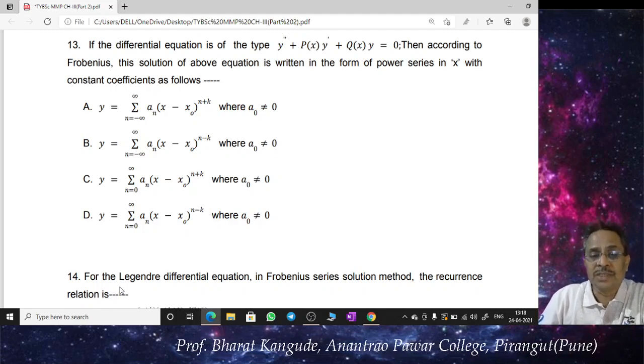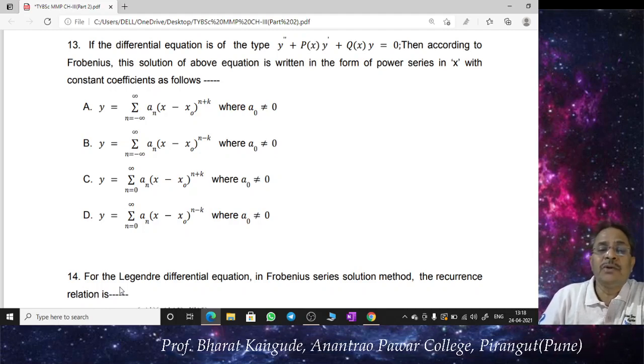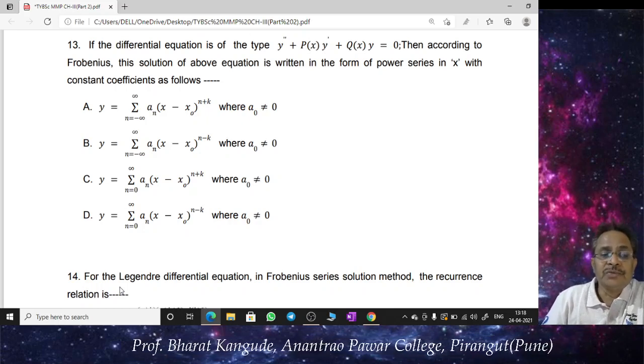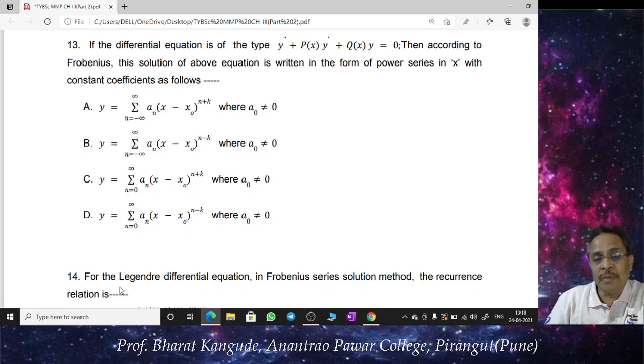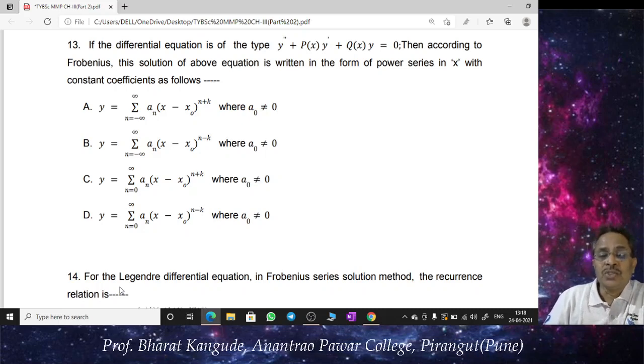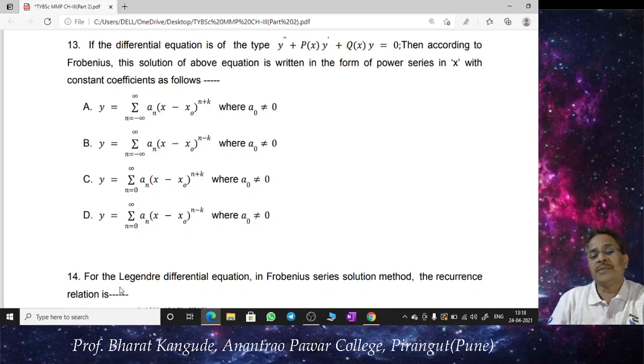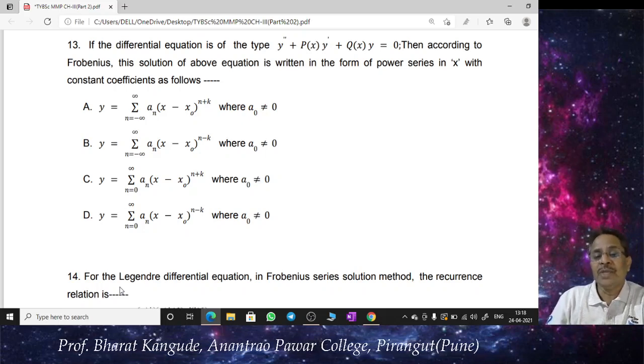So this first option is n equal to minus infinity to plus infinity. Second, option B is y equal to summation again over minus infinity to plus infinity. So this will have negative terms again. So it is a_n times (x minus x0) raised to n minus k. So this is not correct here.